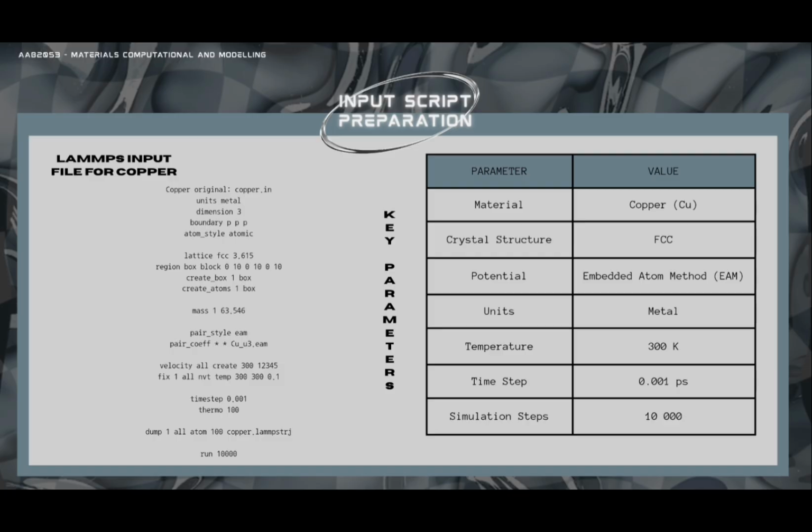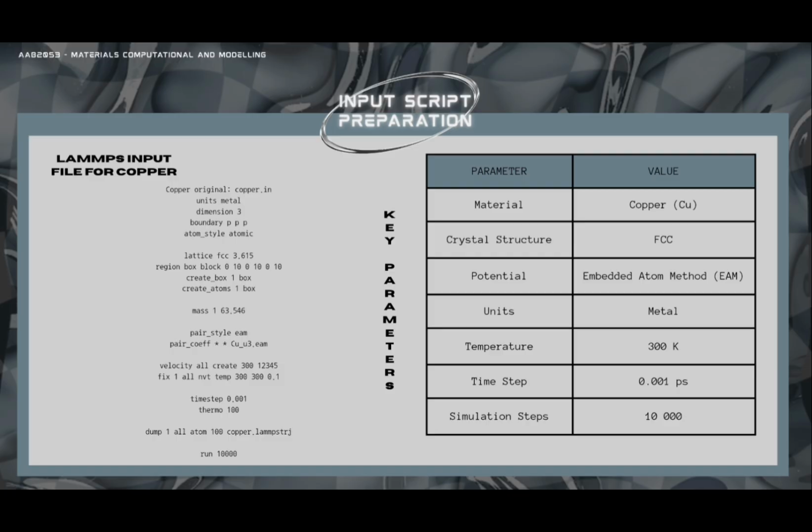The EAM potential is suitable for metals because it considers both the interaction between atoms and the surrounding electron density. After defining the atomic interactions, we assign the initial atomic velocities using the velocity command at 300 Kelvin. We then apply the NVT ensemble using the fix NVT command to maintain a constant temperature throughout the simulation. The simulation was performed for 10,000 steps using the run 10,000 command.